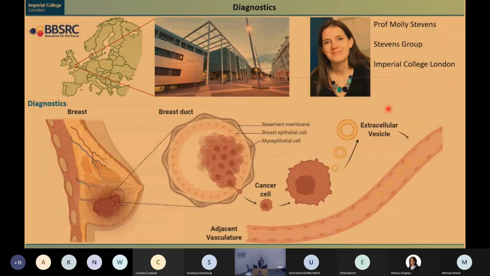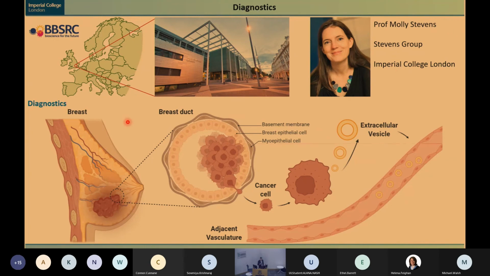So following on to that, I was awarded a BBSRC fellowship to go to Imperial College London and work in the lab of Professor Molly Stevens. And this was, again, something different. So initially tissue characterization, then tissue regeneration, and now diagnostics, even further away from where I started. But it was to do with breast cancer.